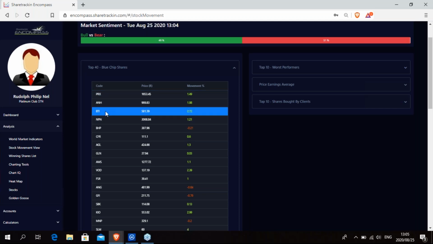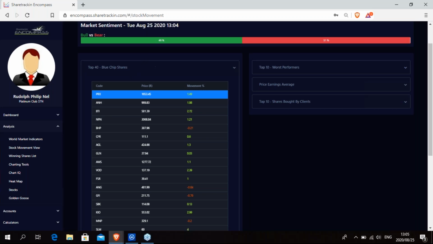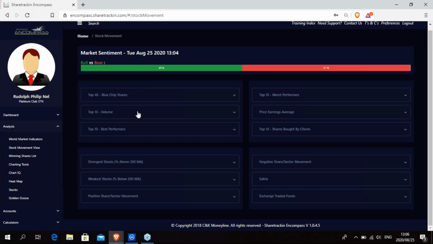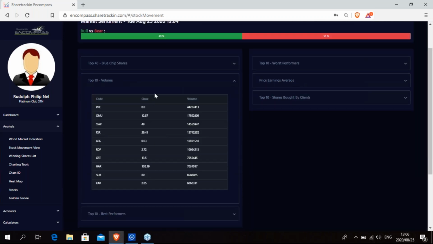Here and there you'll find something like British American Tobacco, which isn't really a South African share, but it's something that investors are really interested in. Okay, so these shares basically tend to move more than what other shares do if you're looking at volume and value based shares. Then you could get your top 10 volume. Now, this would show you the volume that's been traded for the day so far.